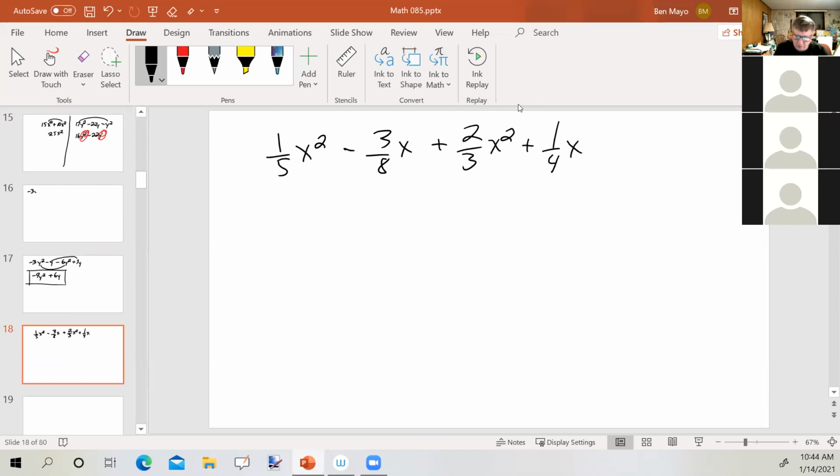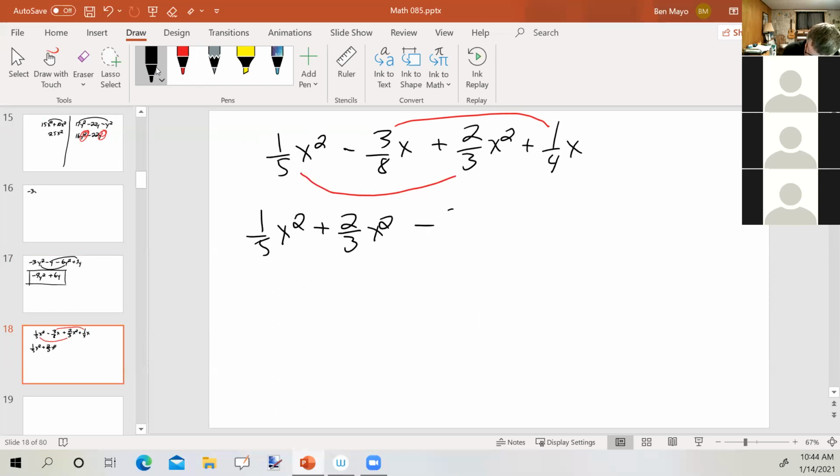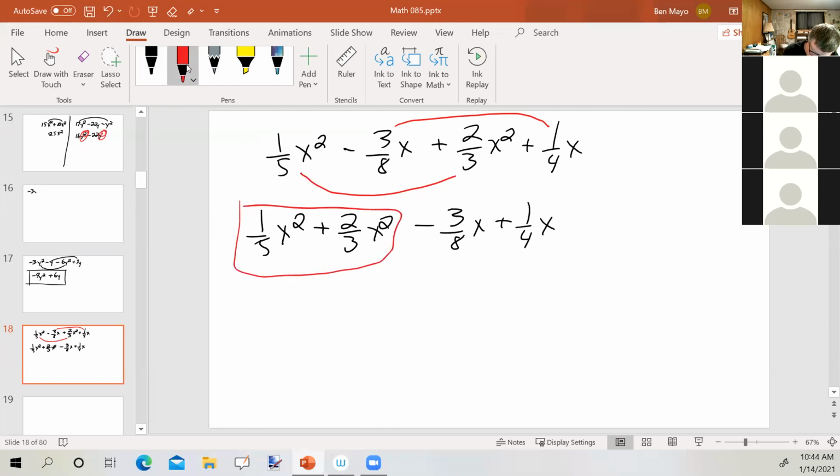All right, so we've got some like terms. These two are like terms, and these two are like terms. Let's take the two terms that are x squared and put them together. And then we'll take the two terms that are just plain old x and put them together, okay? So now I'm going to focus on this piece, and then we'll get to the second piece in a bit.